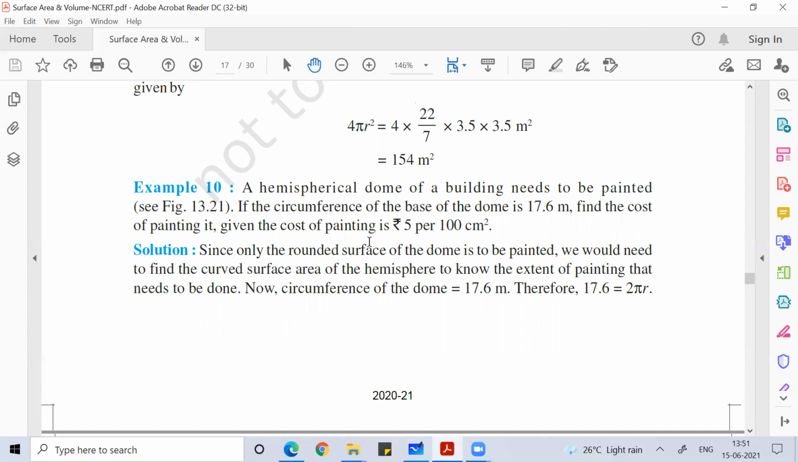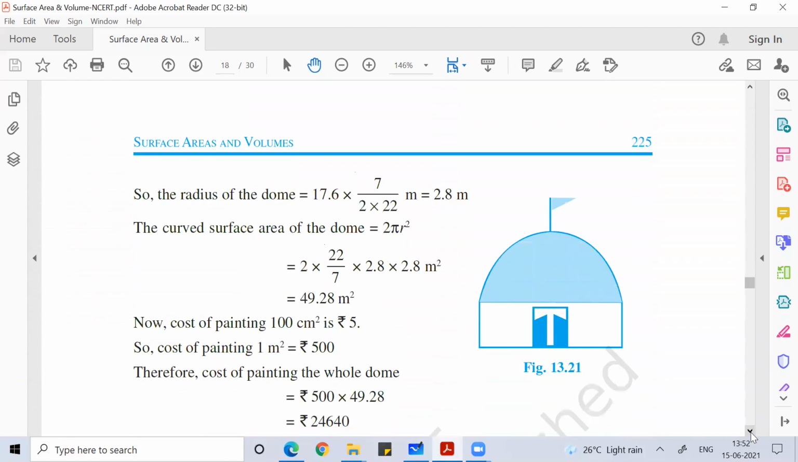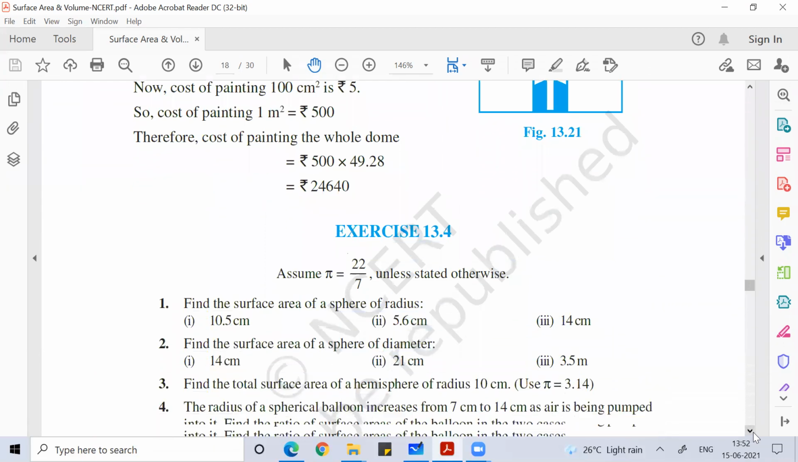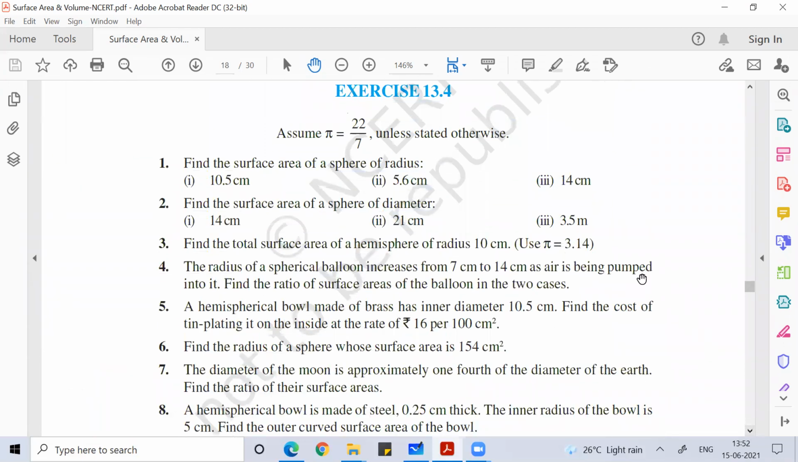So 100 centimeter square is 5 rupees. So 10,000 centimeter square will be 500 rupees. That means 1 meter square is equal to 500 rupees. So whatever area we got, we multiply it by 500. Okay, so we'll take pi as 22 by 7 and solve this question. Here, in question number 2, in surface area, you use the formula pi d square just for your practice purpose. Okay?